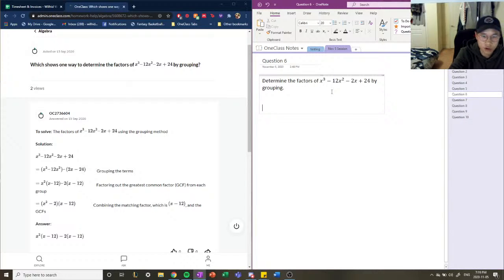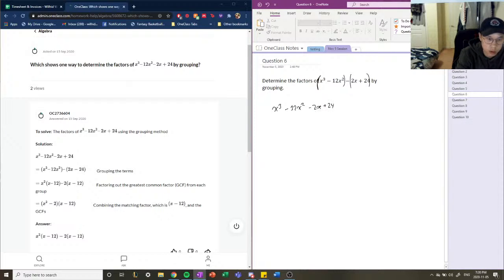So the process of grouping is that you want to essentially group together terms that you can factor out, like variables, if that makes sense. Okay, so in this equation here, we can group this x cubed and negative 12x squared, and we can also group negative 2x and 24, right? So let's write that out here. So x cubed minus 12x squared minus 2x plus 24.